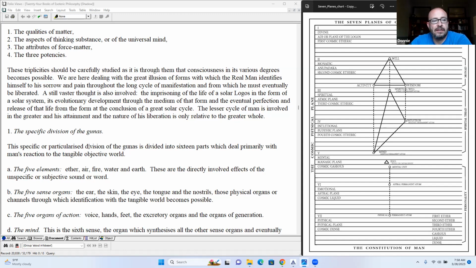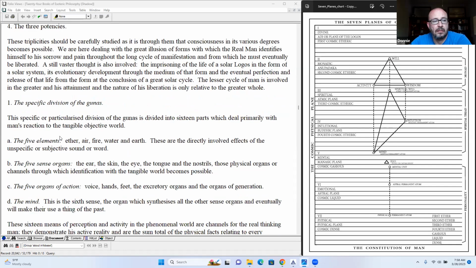The specific division of the gunas. One, the specific division of the gunas. This specific or particularized division of the gunas is divided into 16 parts, which deal primarily with man's reaction to the tangible objective world. We have the 5 elements: ether, air, fire, water, and earth. These are the directly involved effects of the unspecific or subjective sound or word.